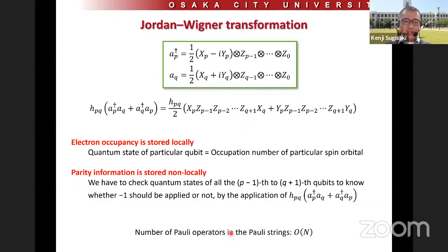So the number of Pauli operators in the Pauli string is order n. In this Jordan-Wigner transformation, the electron occupancy is stored locally, and parity is stored non-locally. How about performing the fermion-to-qubit mapping such that the electron occupancy is stored non-locally and the parity information is stored locally?